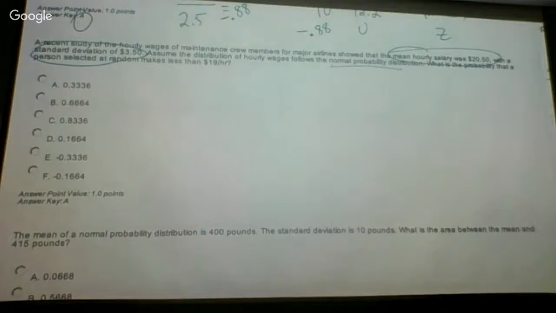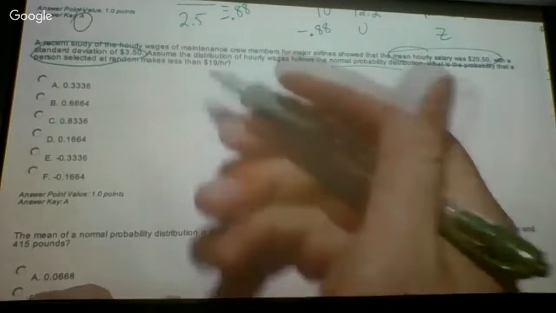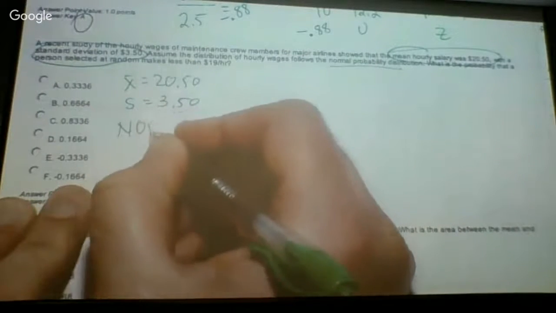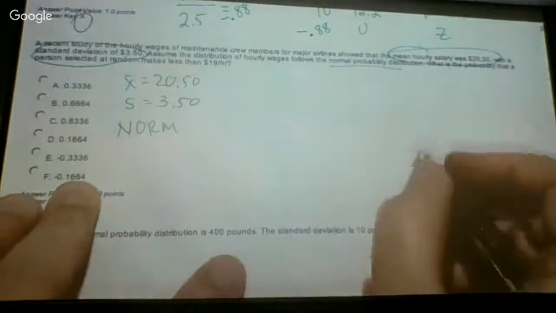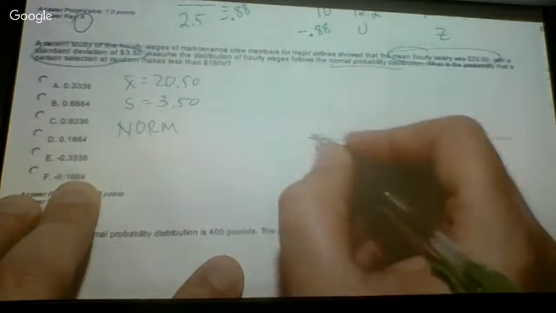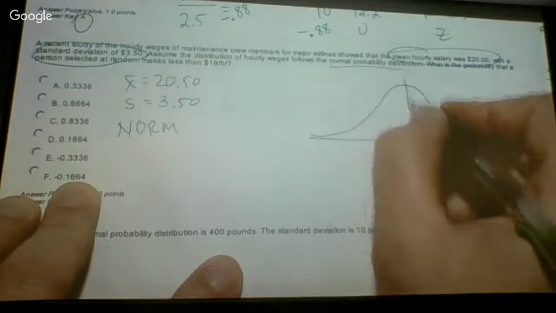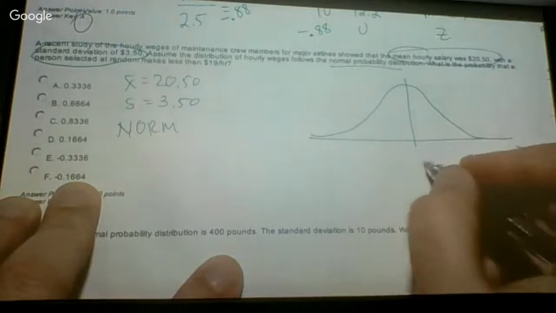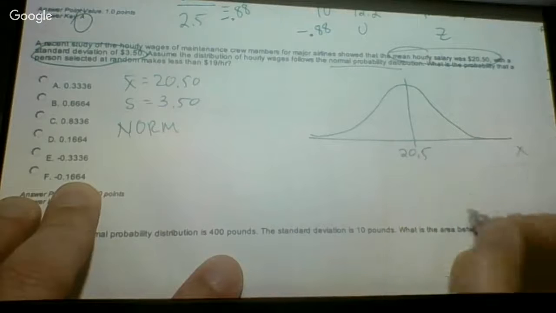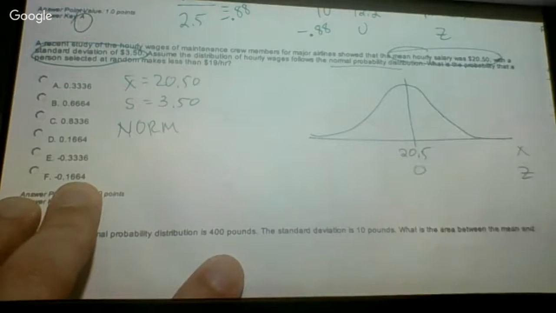But we're still left with the same important piece of information here, which is that X bar is $20.50, the sample standard deviation is $3.50, and we have a normal distribution. So let's draw a normal distribution with asymptotes. And in the middle of this normal distribution, we're going to put the mean, which is 20.5. It has a z-score of 0.